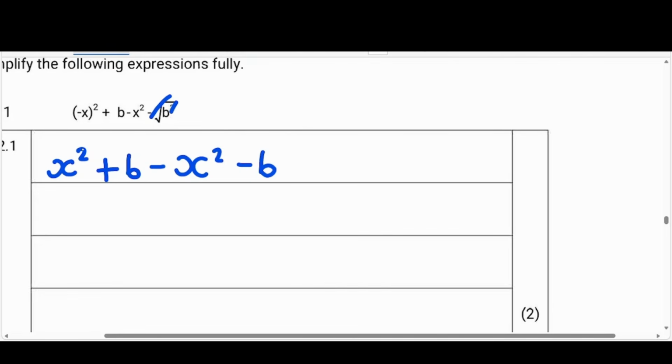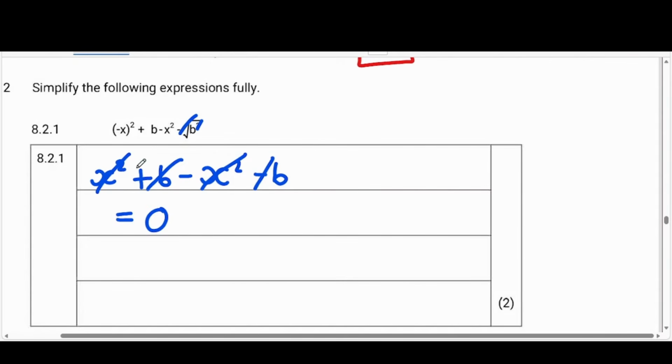And then we've got x squared minus x squared, so those are going to cancel. b minus b, those are going to cancel. And so our final answer for this one is just going to be 0. So this one, they were just checking if you could do that cancelling of the root and the square root, and if you could get that to be a positive number.